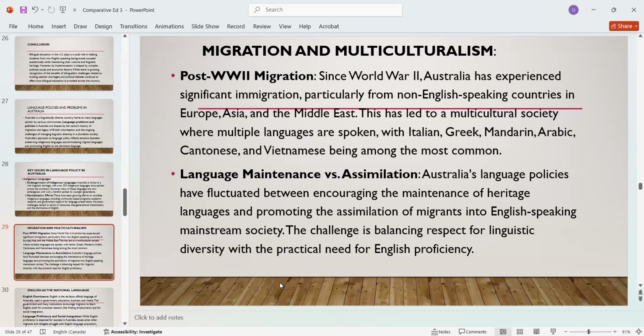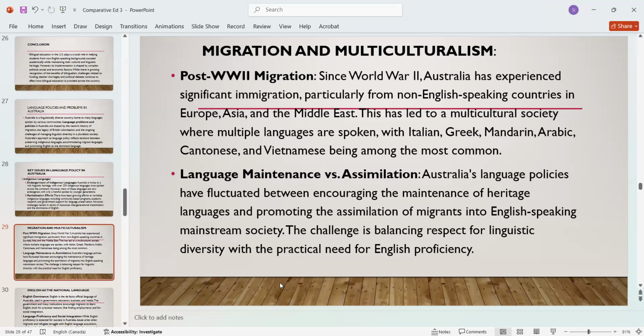So even our people started the migration after the 83 riots. At that time, the UK gave these chances to migrate to that country, right? So Australia, after World War, gave some room to move to that country. So the Italian, Greek, Mandarin, Arabic, Cantonese, and Vietnamese have moved to that place after the war. So now it is a multicultural setup.